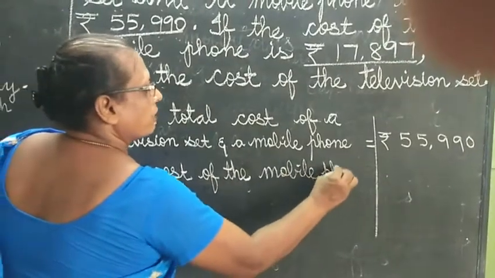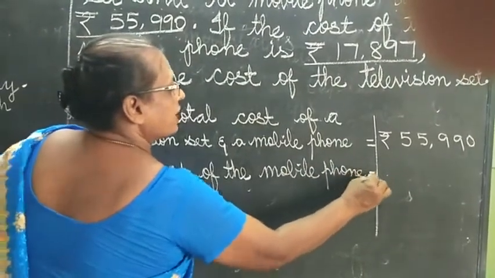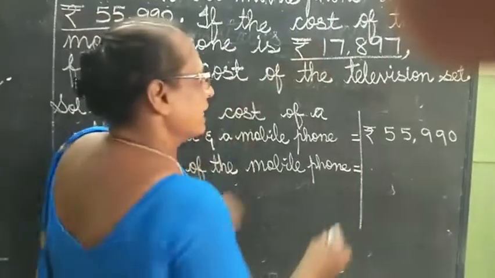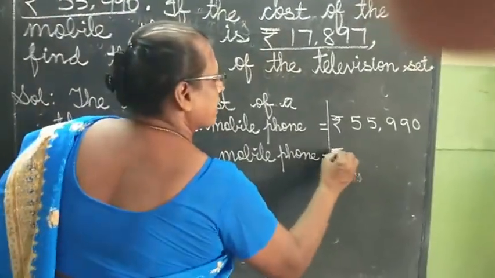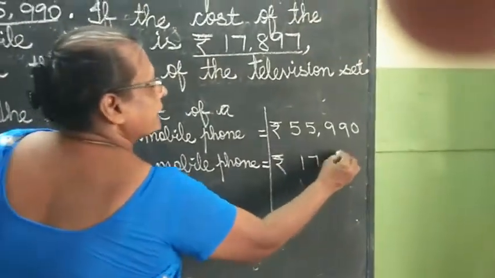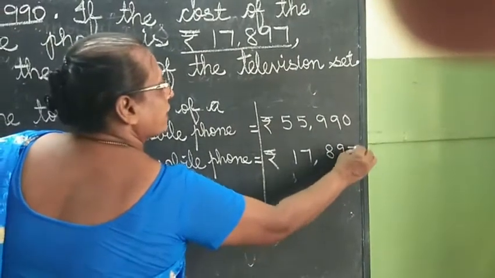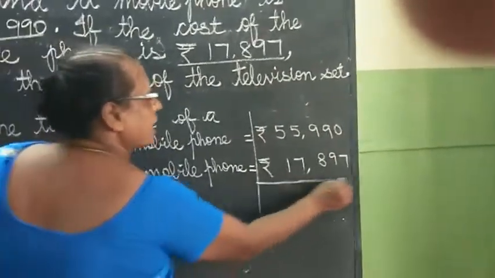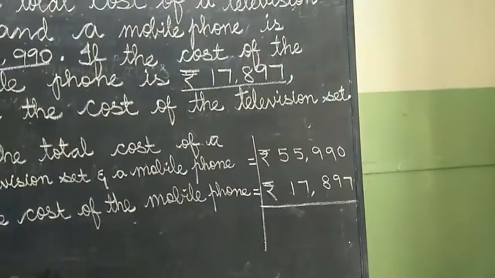Cost of the mobile phone. How much rupees, children? Rupees 17,897. So we have to find the cost of the television set. So what you have to do, children?